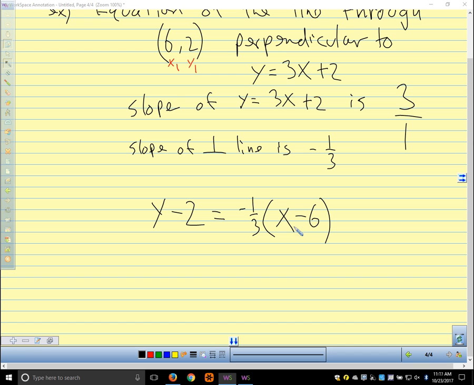We could rearrange this by distributing. And I get y minus 2 is negative 1/3 x. Negative 1/3 times negative 6 is positive 2. So we get y equals negative 1/3 x plus 4. And that would be our slope intercept, or our y equals mx plus b. Either one is fine. This one is easier to write because we have a point and a slope.